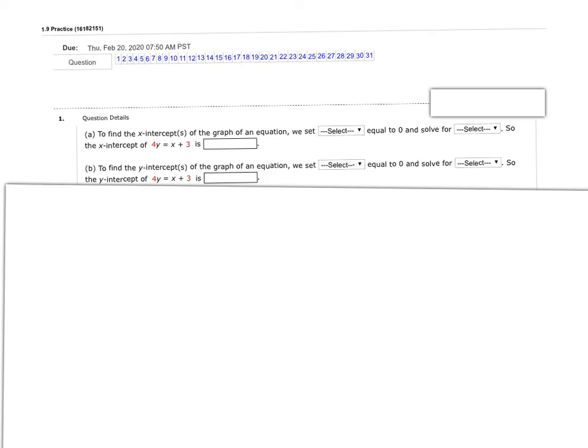All right, we'll start off on number 1 here. So for this one, to find the x-intercepts, we set y equal to 0 and solve for x. And so that's the key here for these, is to set the other variable equal to 0. So for this one, number 1a, I'm going to set y to 0, and then I'm going to solve for x. And so 0 equals x plus 3, so x would equal then negative 3.